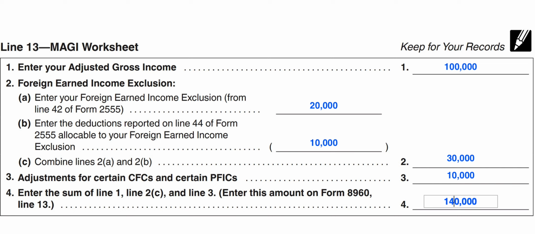If you did not exclude any amounts from your income under Section 911 and you don't own what is known as a CFC or a PFIC, these are all items related to foreign income, then you can simply put your adjusted gross income in here.